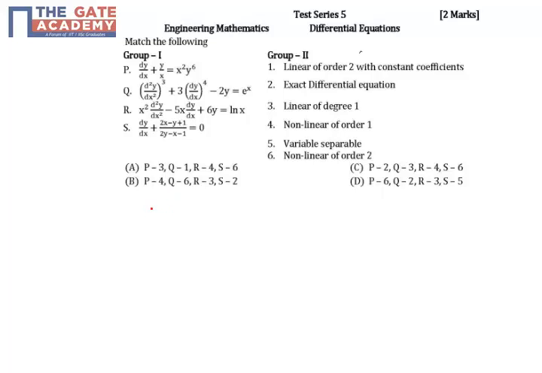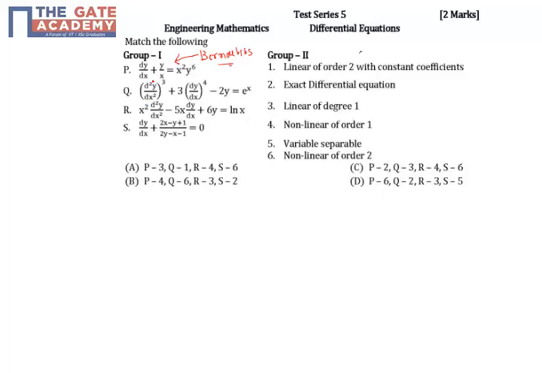So the first, P, if you see, this equation is a Bernoulli's equation. So we know that all the Bernoulli's differential equations are non-linear differential equations. So you just see the options, whichever is there non-linear. If you see the options, you have two. One is non-linear of order 1 and another is non-linear of order 2.